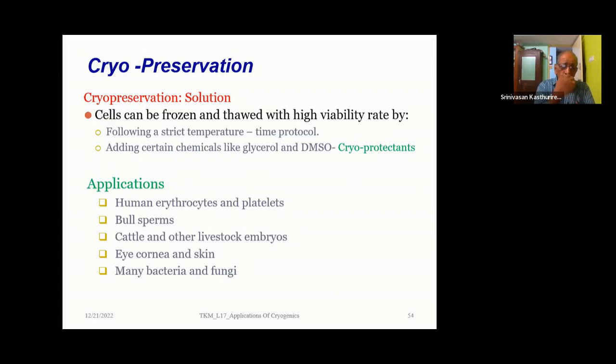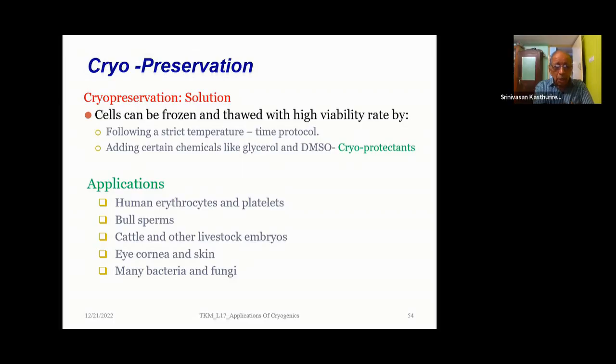What is the solution for cryopreservation? What one has to do is freeze the cells and thaw them at very fast rates. So you should do it at a very fast rate. That is what one has to do. In other words, one should follow a very strict temperature-time graph. But that may not always be possible.